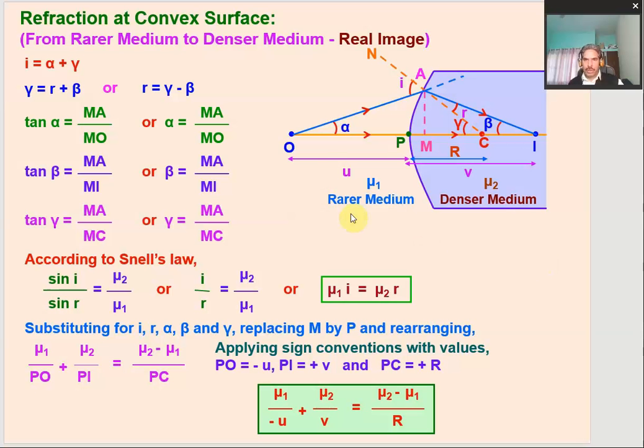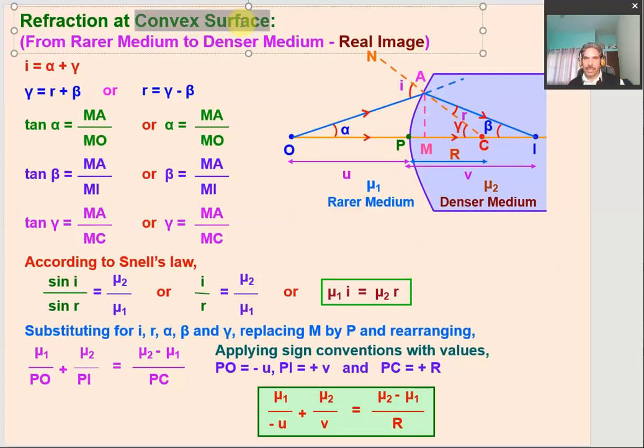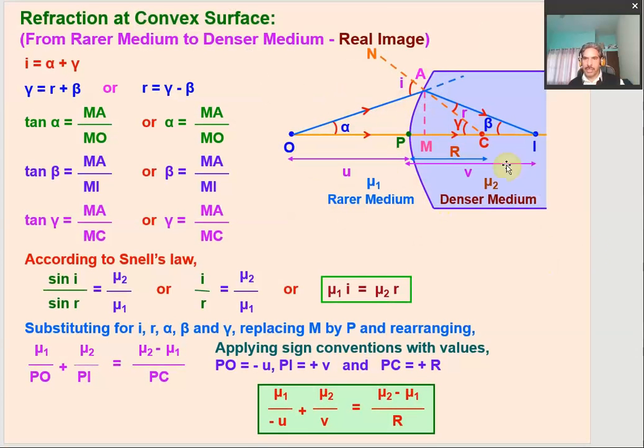So here, the object is placed on the principal axis. The object is of point size, so the light ray coming from it is called the incident ray. It is incident on this spherical refracting surface. For the very first case we are taking the spherical refracting surface as convex. It is the convex spherical refracting surface.